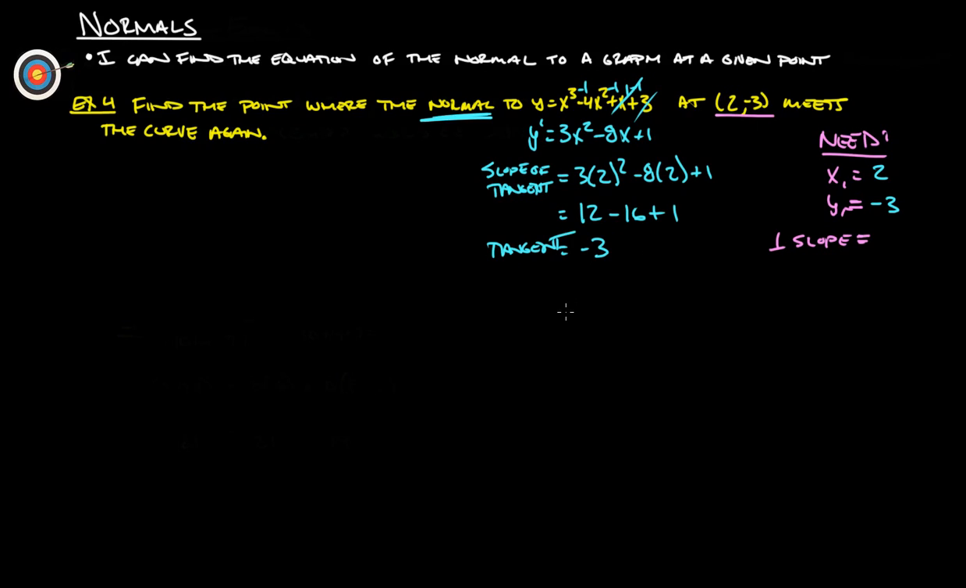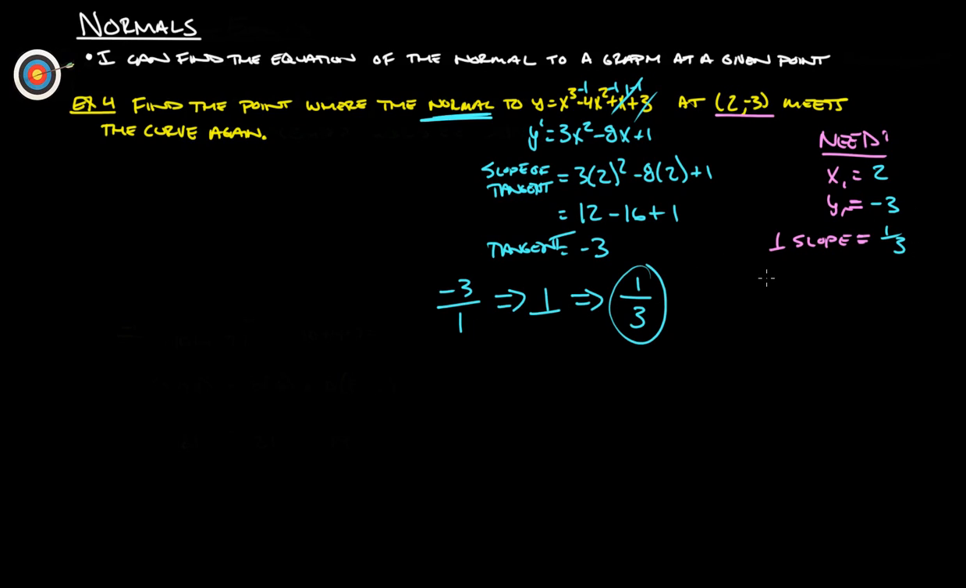So to find the slope of the normal, we have to do the flip and switch, right? So -3, that's -3 over 1. To turn it into the perpendicular, we have to flip it and switch it. So the 1 goes on the top, the 3 goes on the bottom. It was negative, it's now positive. This is our slope, 1/3.